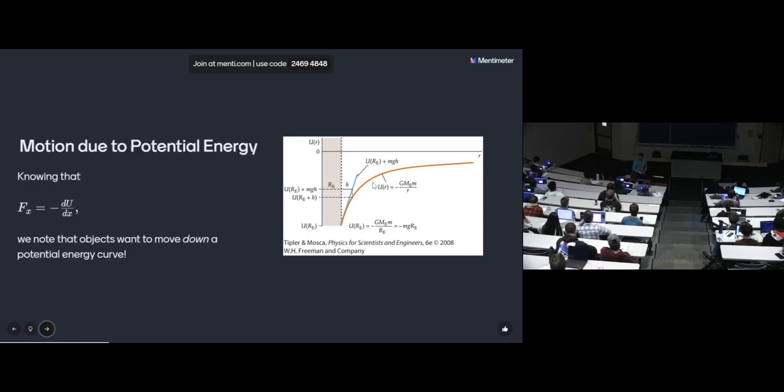Knowing that the force is equal to the negative derivative with respect to the position, we note that objects want to move down in potential energy curves, right? An object is seeking to decrease stored potential energy, and it wants to move inward along this curve, increasing its kinetic energy as it goes.